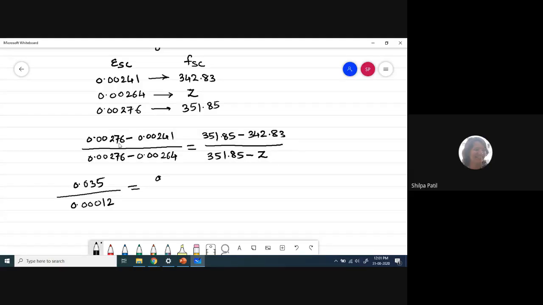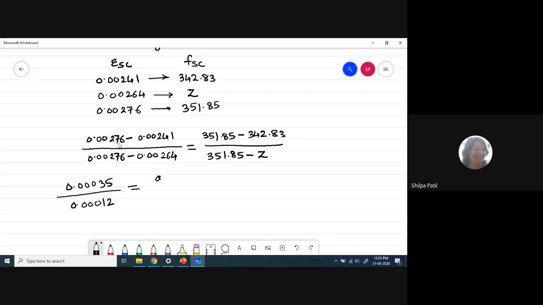Why? Why is it wrong? Ma'am, it should be 0.00035, not 0.035. Yes, ma'am. Okay, let me check again. 0.00276 minus 0.00241. Correct. 0.00035. Correct.